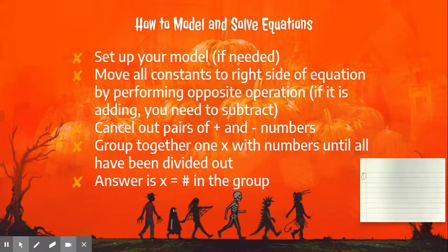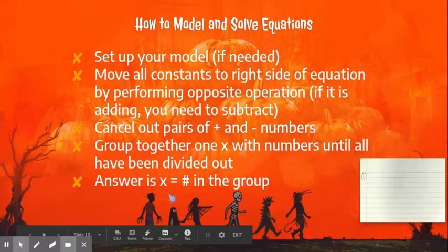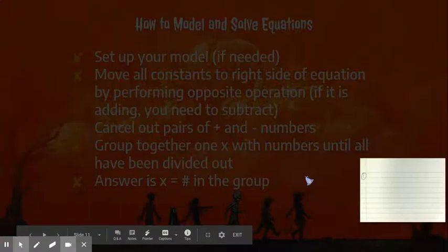A lot of times the model's already set up for you. And then you want to make sure you move all your constants to the right side of the equation by performing your opposite operation. If it is adding, you need to subtract. If it's subtracting, you need to add. Cancel out your pairs of positive and negative numbers, and then group together one x with the numbers until all have been divided out. And your answer is x equals whatever number is in the group. Okay. So let's look at this.